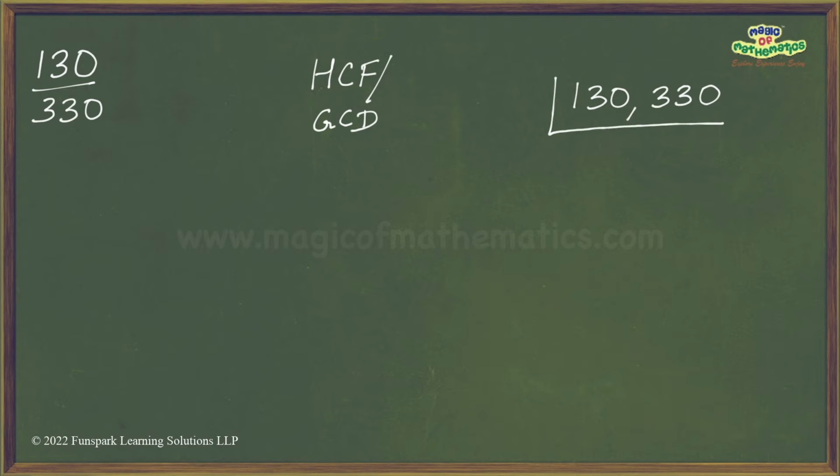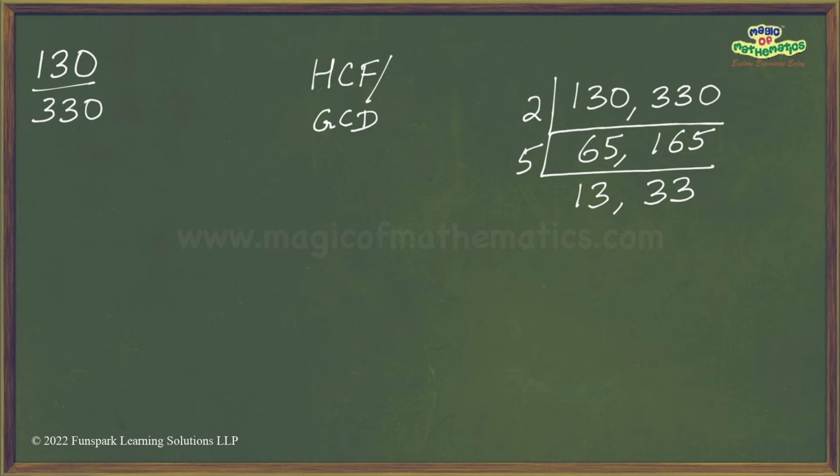Taking out 2 as a common factor, we get 65 and 165. Both these numbers end with 5, so 5 is a common factor. Taking out 5 as a common factor, we get 13 and 33. 13 is a prime number and 33 is not divisible by 13. So there are no more common factors and we can stop. The HCF or GCD is 2 times 5, which is equal to 10.